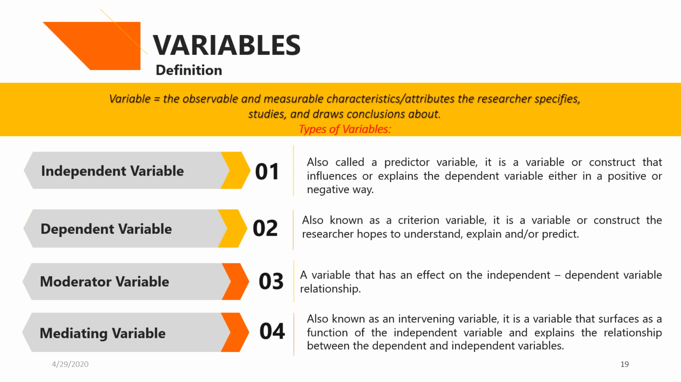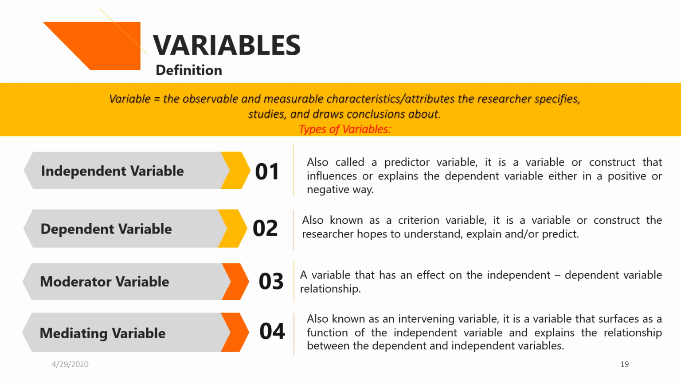Okay, so what is a moderating variable? A moderating variable can be defined as a variable that has an effect on the relationship between the independent and dependent variable. If you look at the conceptual framework or the theoretical framework, you should notice that for the moderating variable, the arrow points at the relationship between the independent and dependent variable.